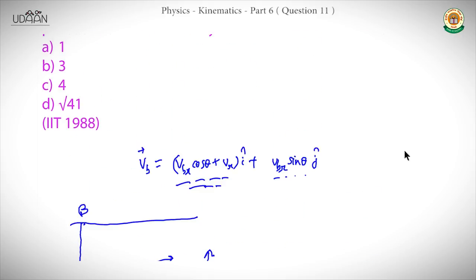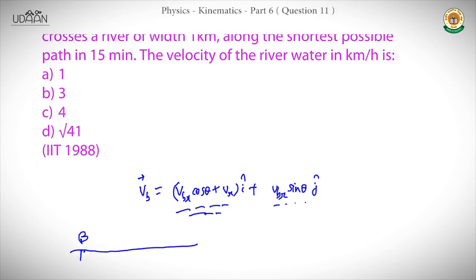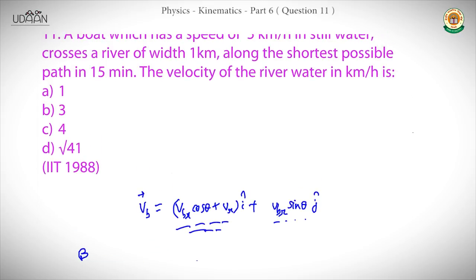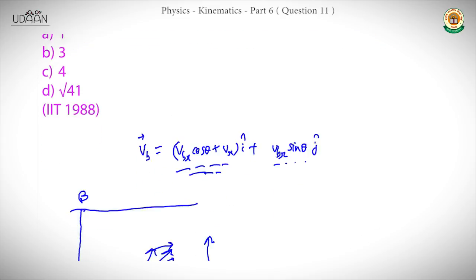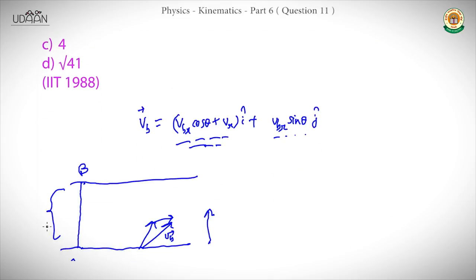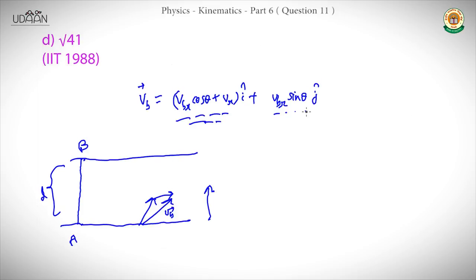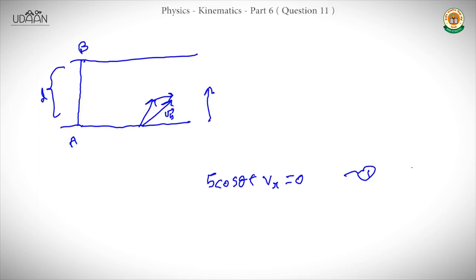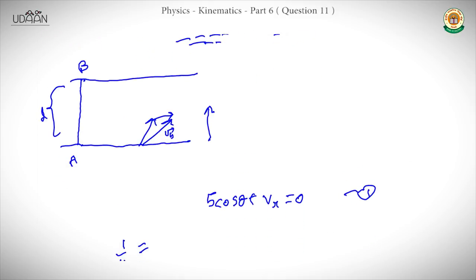Now the second thing is that we are given the time in which the boat can reach. So the time will be simply the distance d upon Vy times t, because Vy is constant. The time is 15 minutes, that means 1/4 hour. We will convert it into hours because the velocity is given in kilometers per hour. Be careful of the units. That's a very important thing.